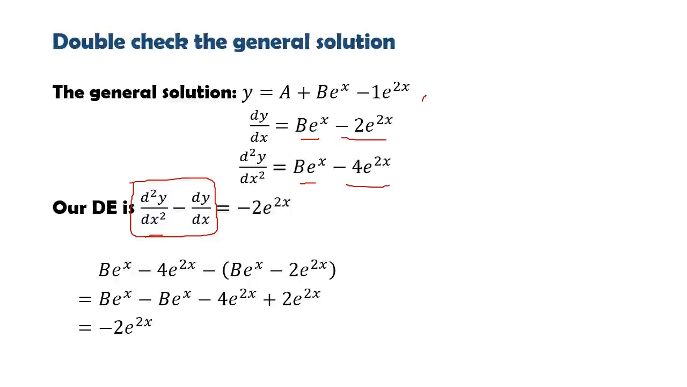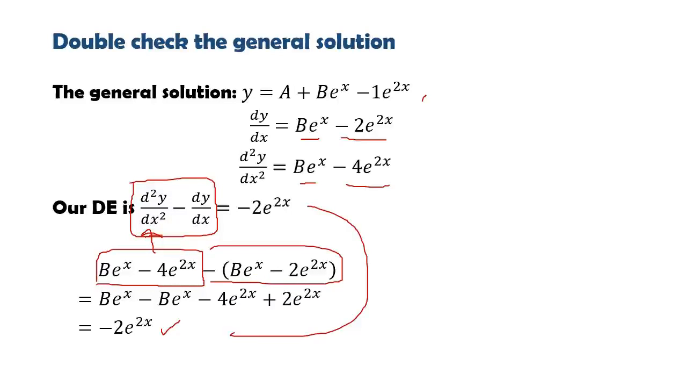So we have this y'', which is this part, and minus the y', which is equivalent to this. We will see that it is equivalent to -2e^(2x), which is equal to the original differential equation. So it means that our general solution is the correct answer.